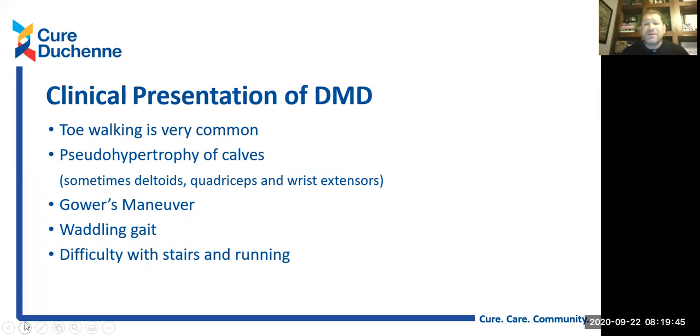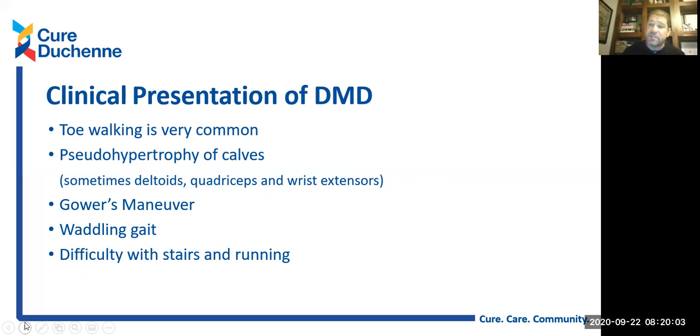So, the clinical presentation of DMD: what kinds of things are we looking for? Toe walking is very common, because we'll start to see that weakness and the tightness in the heel cords. So that's usually one of the first things that we'll see, as well as pseudohypertrophy of the calves.